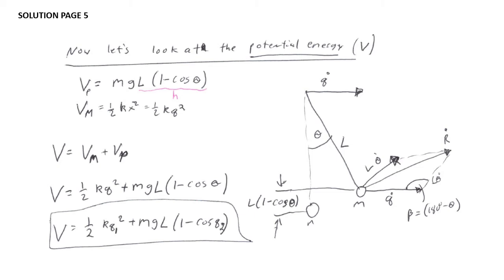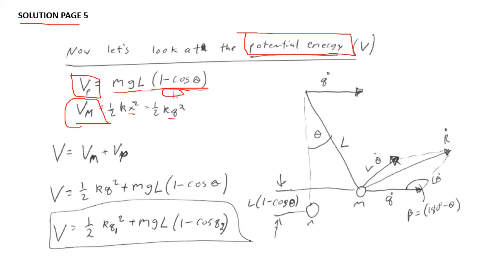So for the next step of our solution, what we want to take a look at is our potential energy term, our V. So recall a relationship for V here. V sub P is equal to mgl times our H value, where our H value here is 1 minus the cosine of theta. And we have our V sub m, which is equal to 1/2 kx squared, or replacing our x with a q, we have 1/2 kq squared.